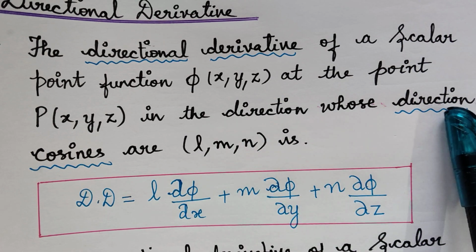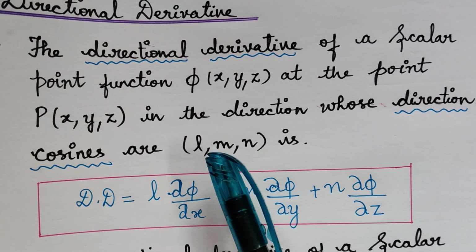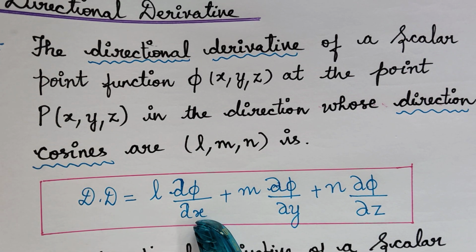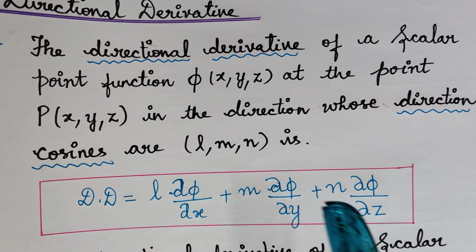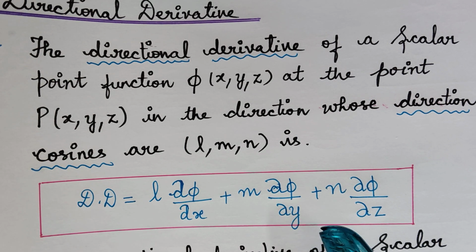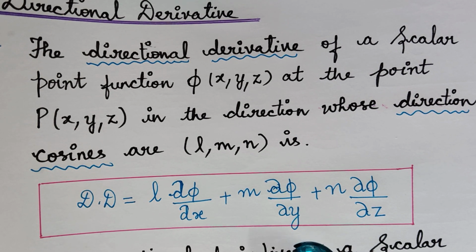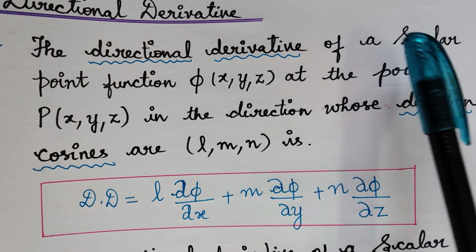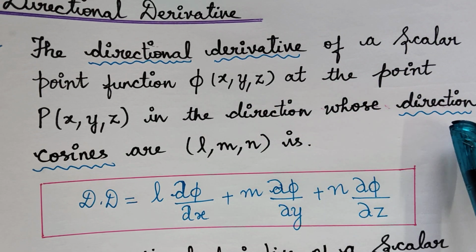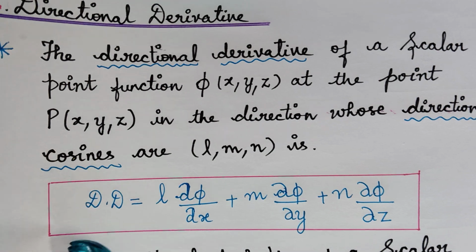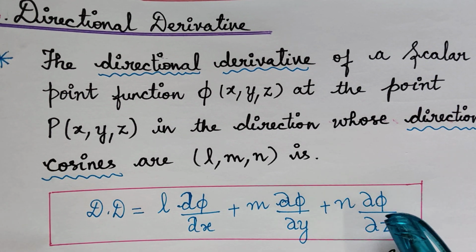We have to note that very importantly. Whenever the direction cosines are given, we have to use this formula, because we have another formula using the gradient of a scalar point function, which we have to use when the unit vector is given, which I will explain in our future videos. So remember, the directional derivative of a scalar point function whenever the direction cosines are given is given by this formula. So let us do problems under this topic now.